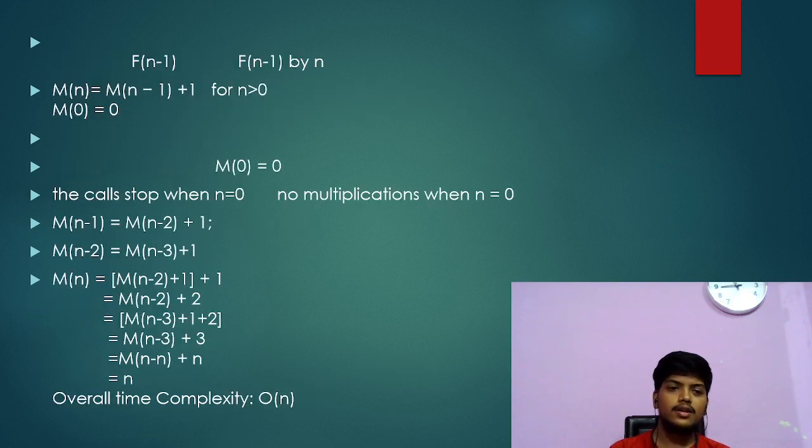by n. M(n-1) = M(n-2) + 1 + 1. M(n-2) = M(n-3) + 1. So M(n) we can write as M(n-2) + 1 + 1, M(n-2) + 2, as well as M(n-3) + 1 + 2, M(n-3) + 3, ... M(n-n) + n. So finally we get n. Overall time complexity is O(n).